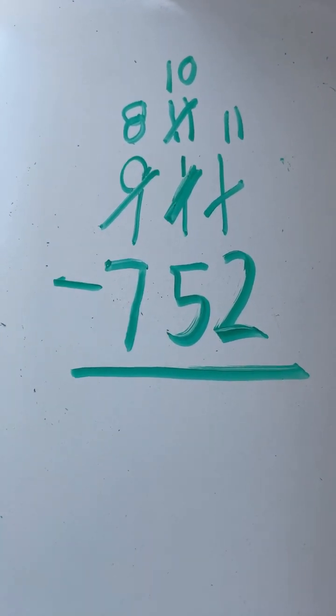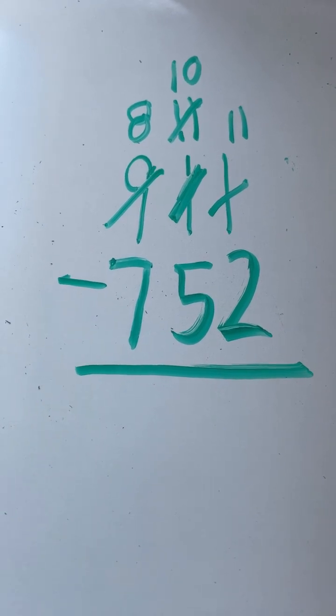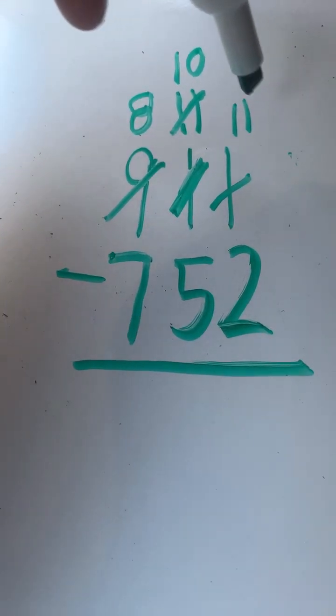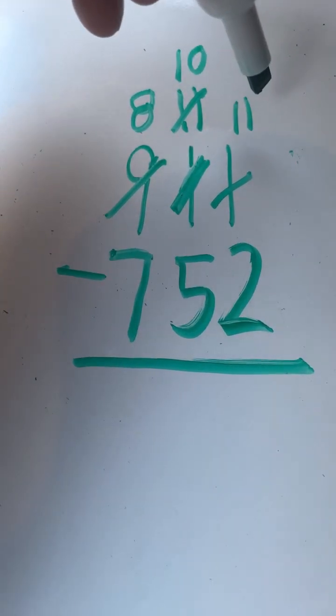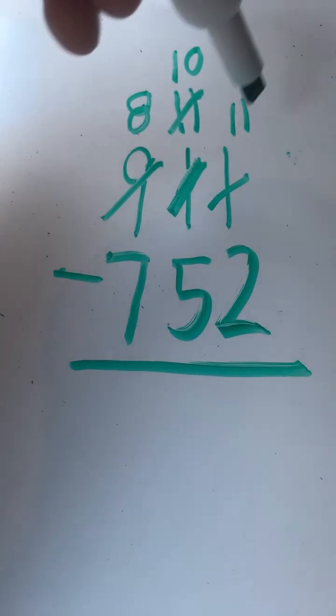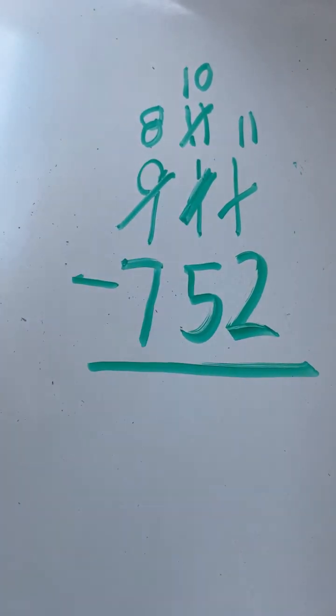All right, so now it is time to subtract. We start in the ones place. I always regroup from left to right and then subtract from right to left. So 11 minus 2. 11 minus 2 equals 9.